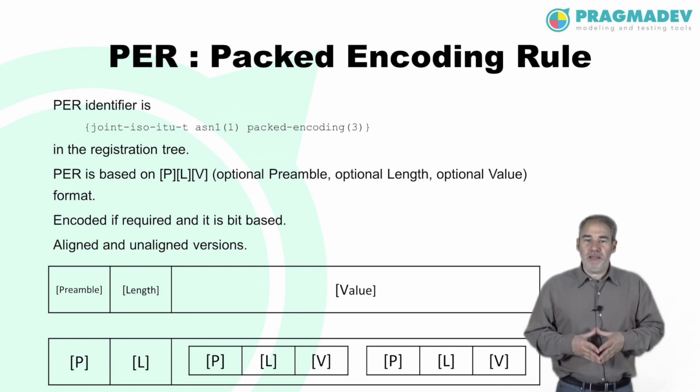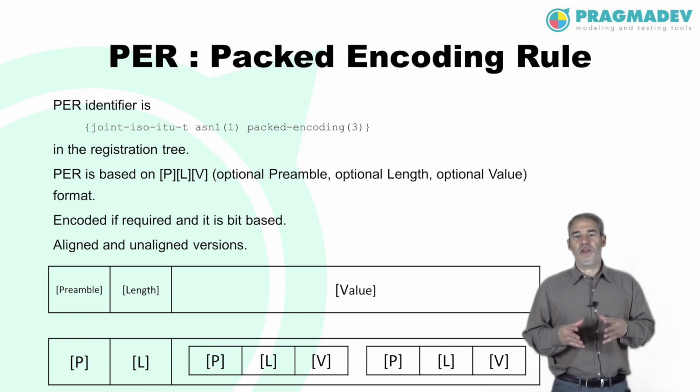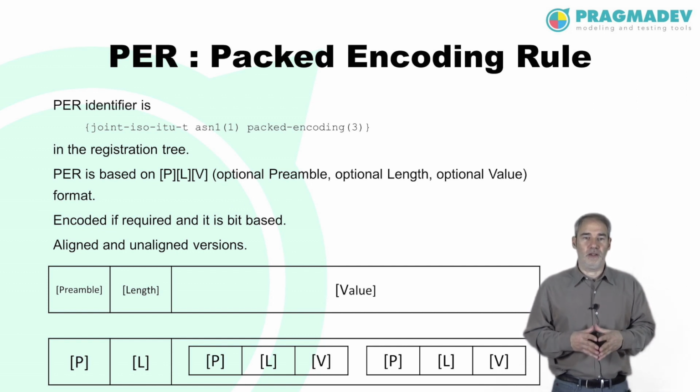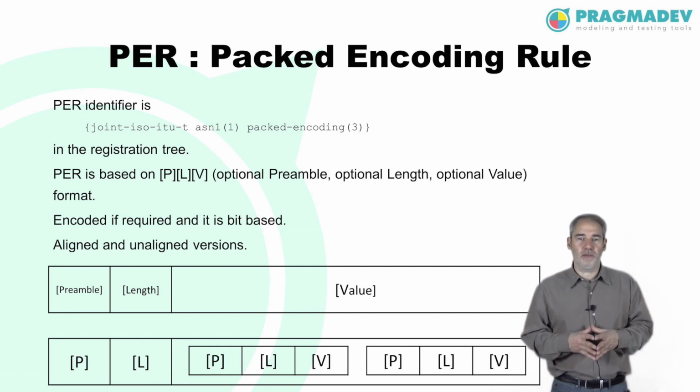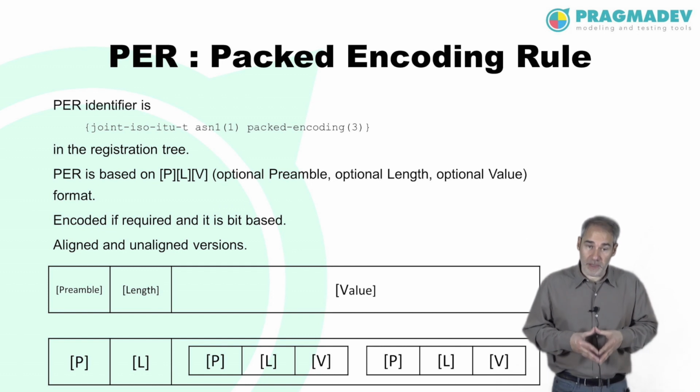Because the encoding is bit-based, it is very compact, but at the same time, it is more difficult to analyze. So there are variants of the PER, an aligned version that aligns the encoding on bytes and an unaligned version that only deals with bits.